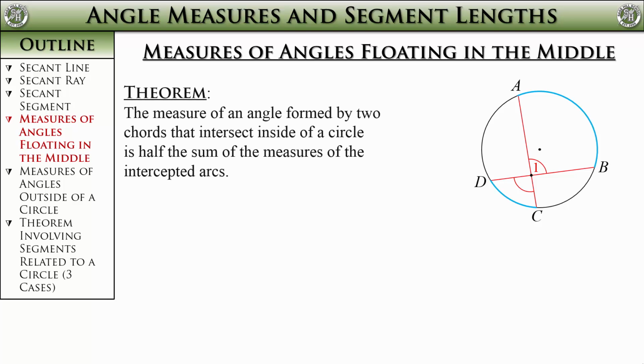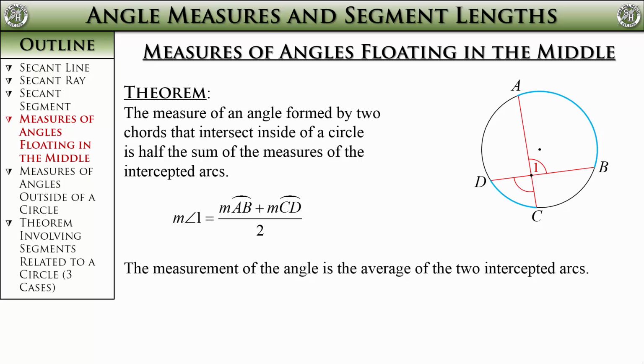The theorem says that the measure of an angle formed by 2 chords that intersect inside of a circle is half the sum of the measures of the intercepted arcs. It is probably clearer in formula form, but the way most students seem to like to remember it is, the measurement of the angle is the average of the 2 intercepted arcs. Remember it how you like, but in this situation we have 2 intercepted arcs, not 1, and the angle measure is the average of these 2 arcs.